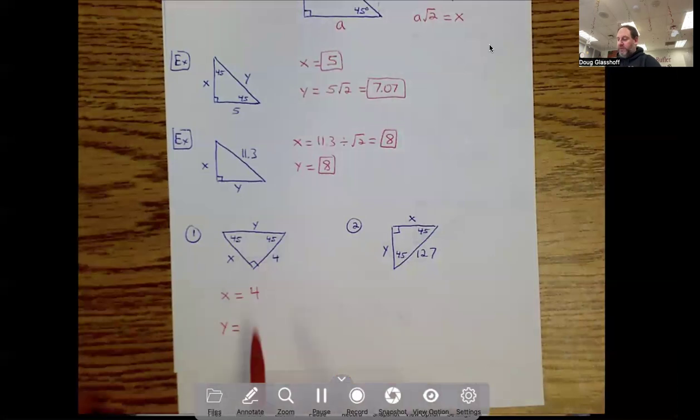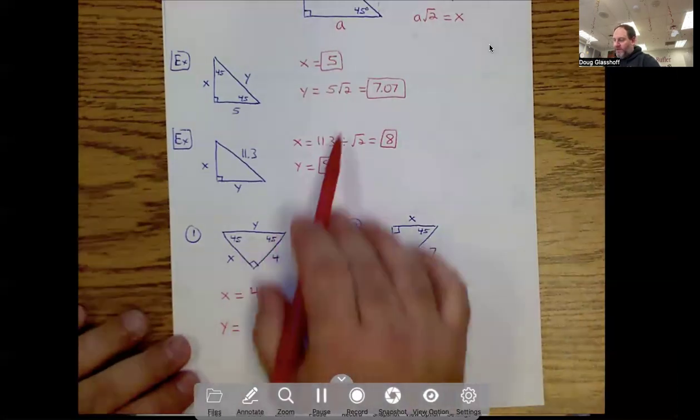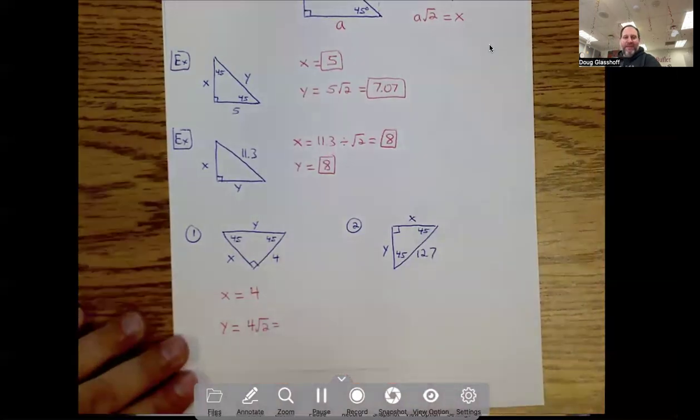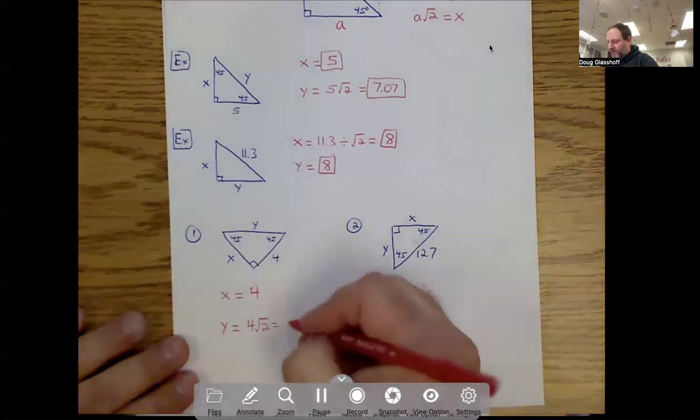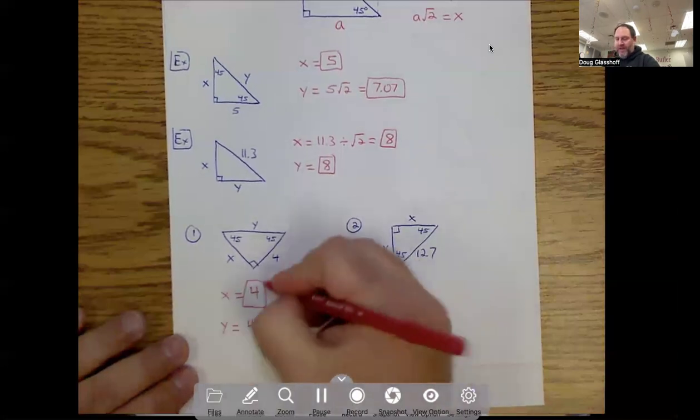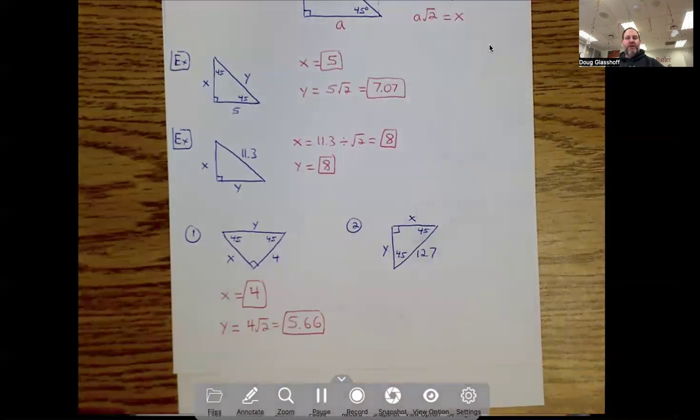To get the y value, I'm just going to multiply, just like we did up here, times the square root of 2. I can type that in my calculator. 4 times the square root of 2, I get 5.66. So again, without a lot of effort, I was able to find those two sides of the triangle.